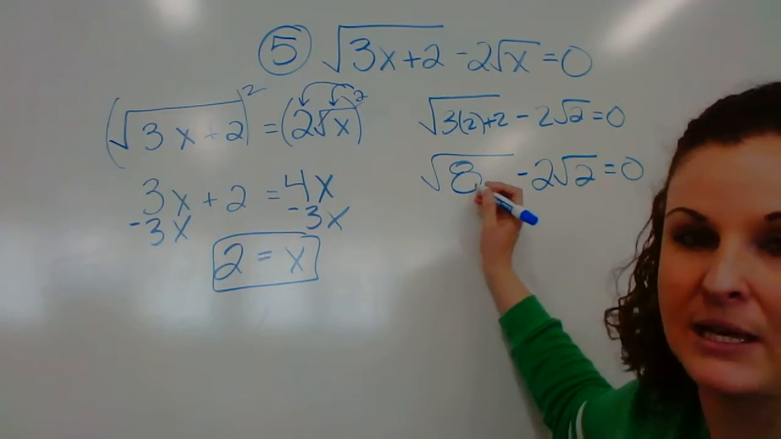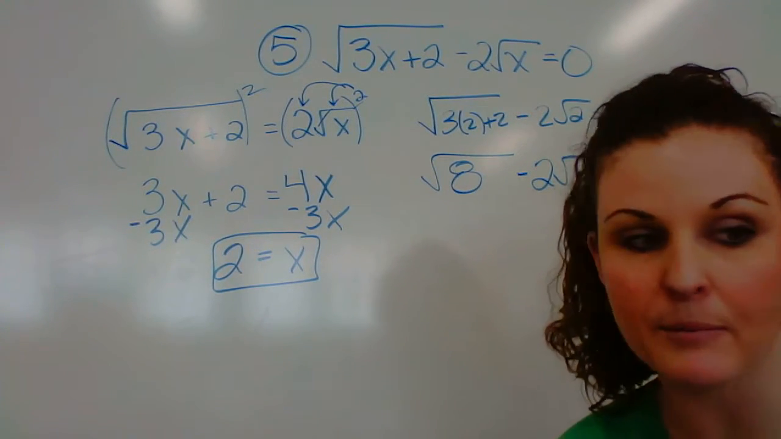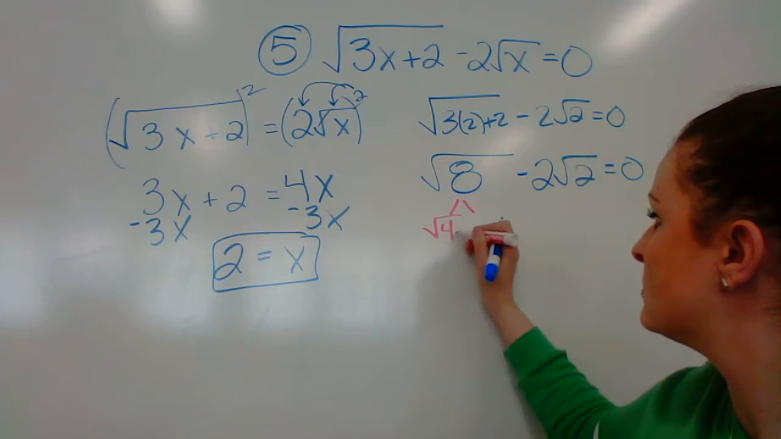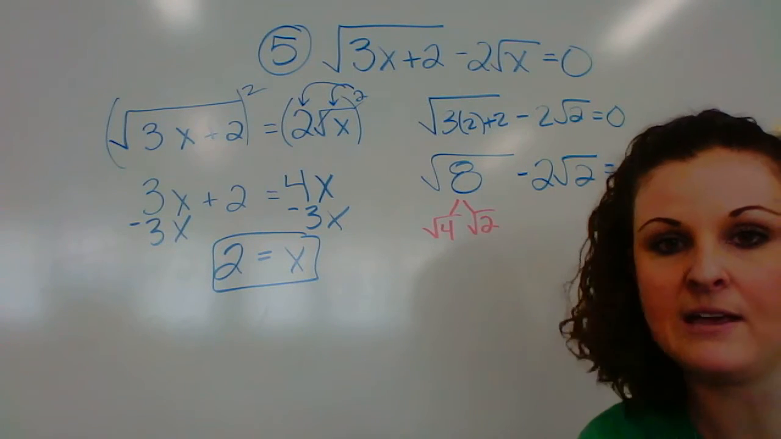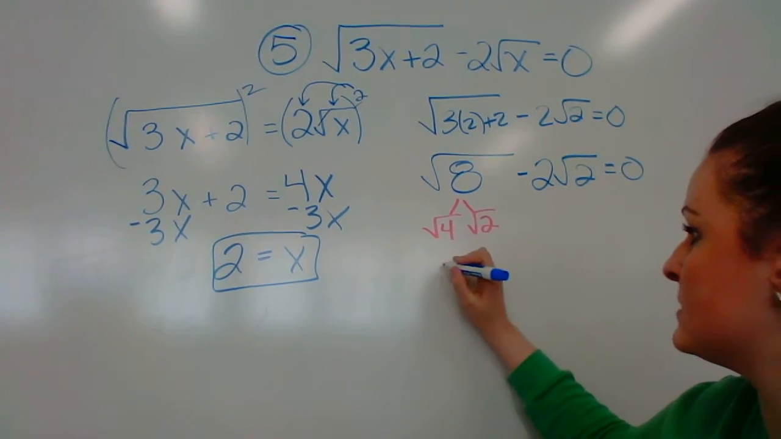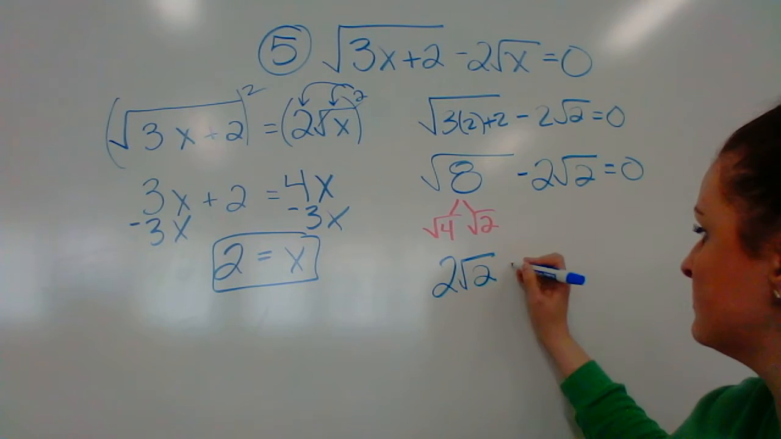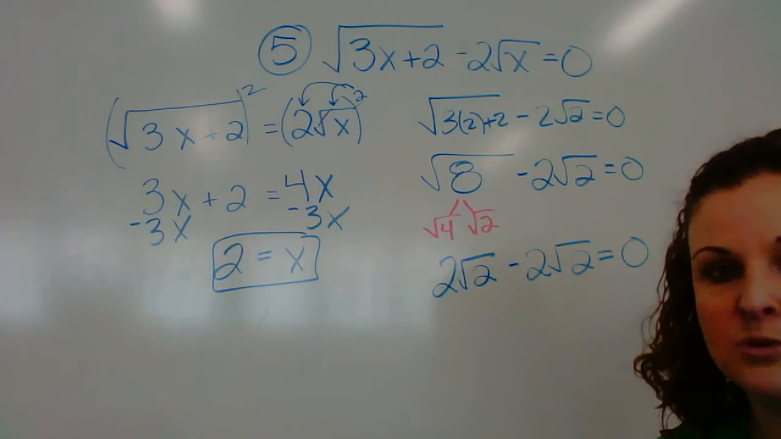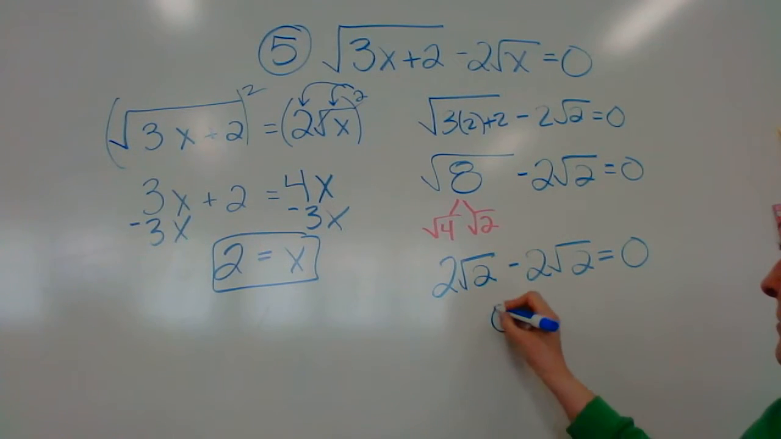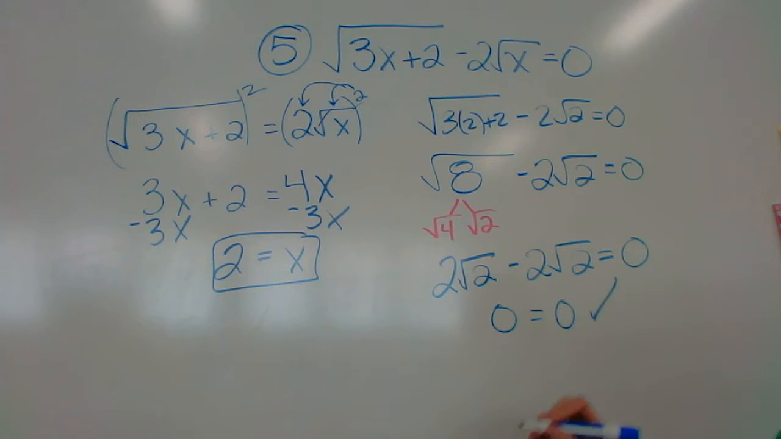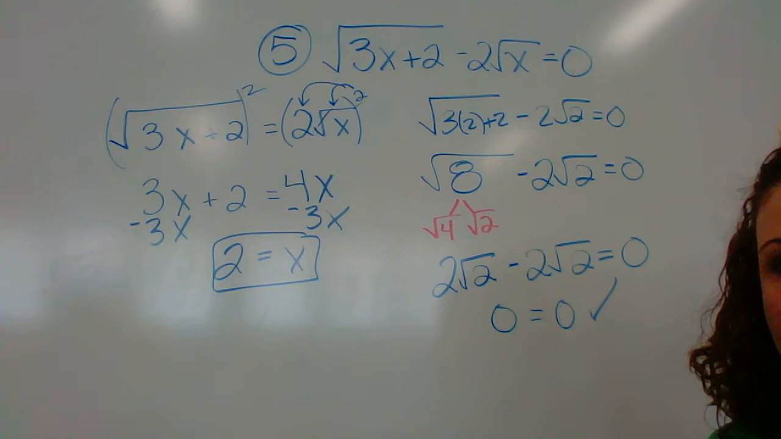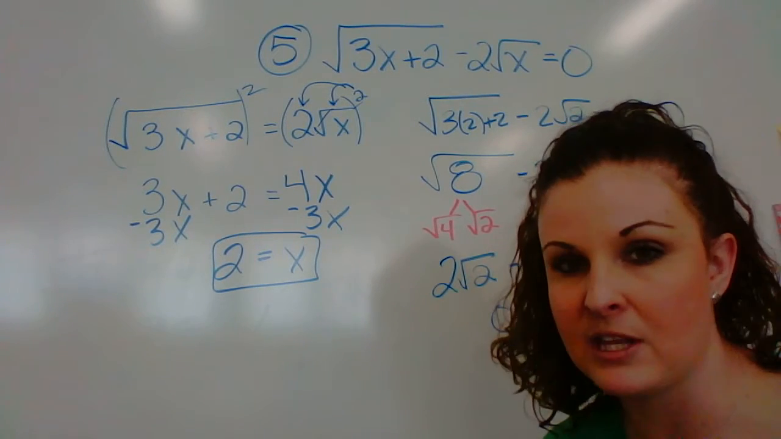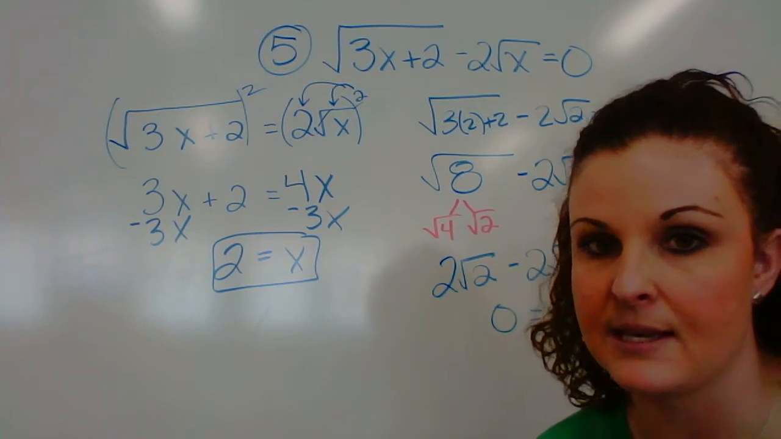Well, what the heck does that mean? I don't know. But I do remember a period of time where we broke this guy down, right? And I do know what the square root of 4 is. That's 2. And what is 2 root 2 minus 2 root 2? It's 0. So that works. That's a good answer. Okay? I hope that makes sense. Again, hopefully it looks way harder than it really is.